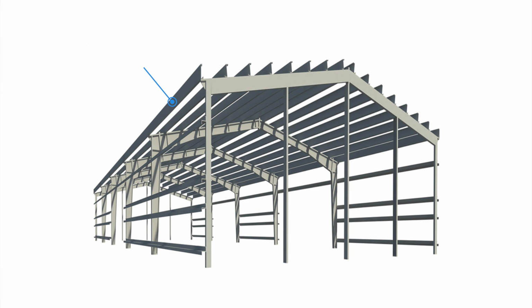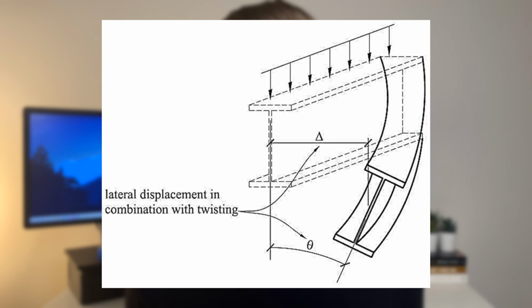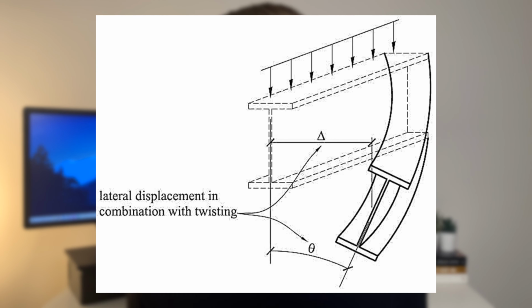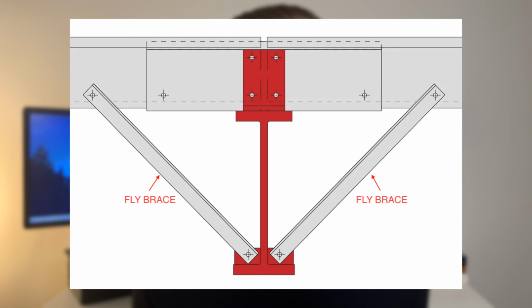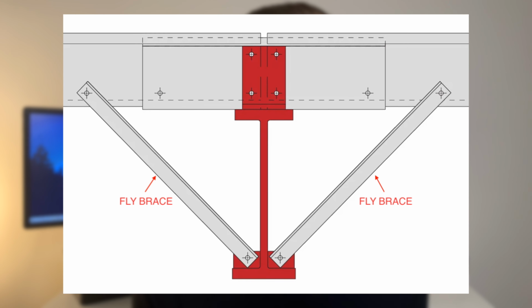Okay, the next element is a girt, and a girt is basically the same thing as a purlin, but instead of attaching to the roof sheeting and the rafters, it attaches to the wall sheeting and the columns. Girts also act in the same way as purlins, where they provide lateral restraint to the flange they are attached to, and can also have fly braces attached to them so that the other flange can be restrained too.